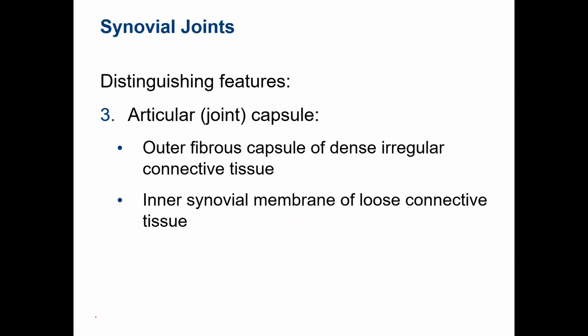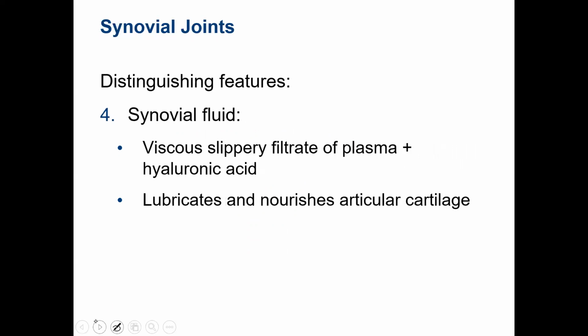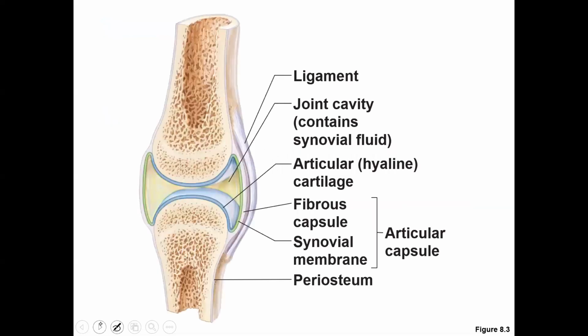Surrounding that potential space is the joint cavity, or the joint capsule, or the articular capsule. This is dense irregular connective tissue on the outside and loose connective tissue on the inside. And inside that, you've got fluid, synovial fluid. Cartilage is avascular, so this is going to help carry nutrients to cartilage, and it's going to help lubricate the joint. So you see the synovial fluid in here. Well, this is encapsulated here by this joint capsule.